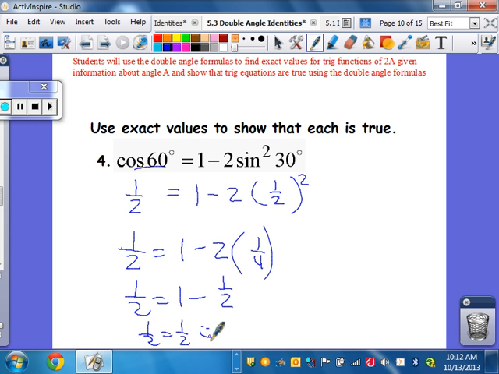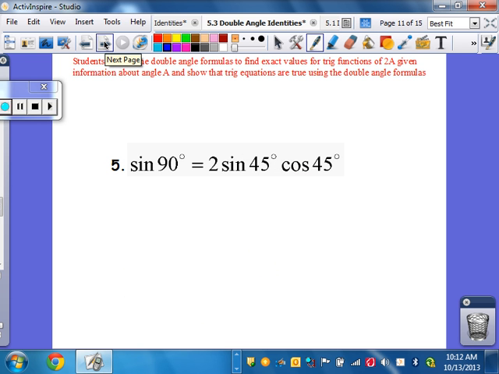1 minus 1/2 is 1/2. Okay? To get full credit, you guys do need to show that each of them is that way, but that's kind of the idea behind it. Okay? Not overly hard, just dumping in the stuff that you know.